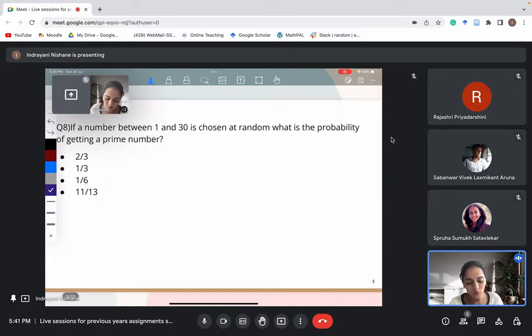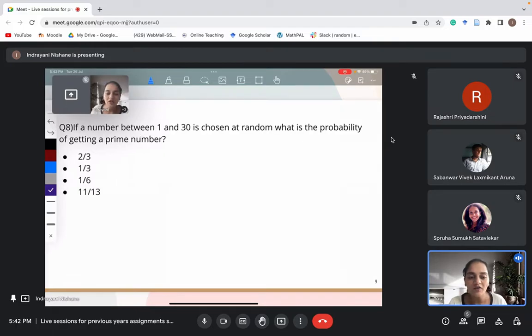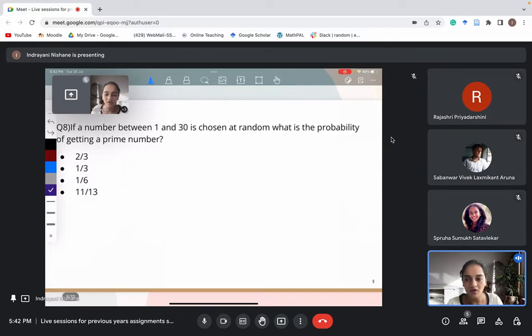So let's move on to question 8. Question 8 says, if a number between 1 and 30 is chosen at random, what is the probability of getting a prime number? Okay, so here our sample space will be numbers from 1 to 30. That means the sample size would be 30.